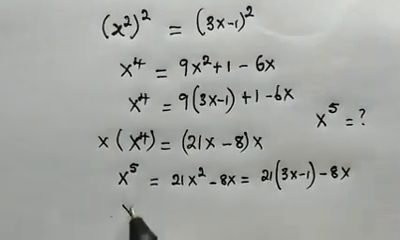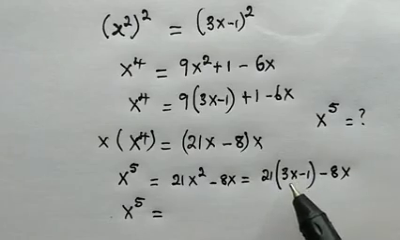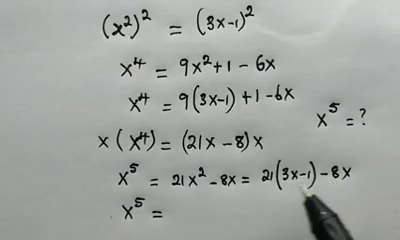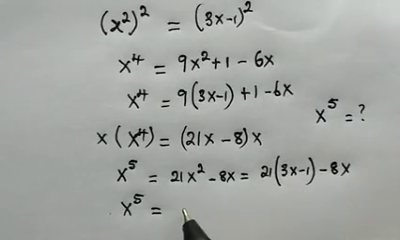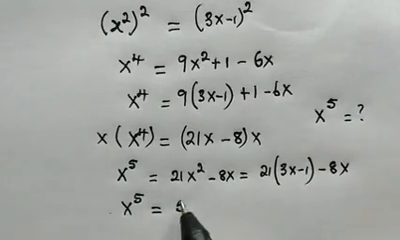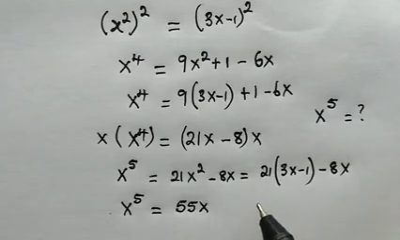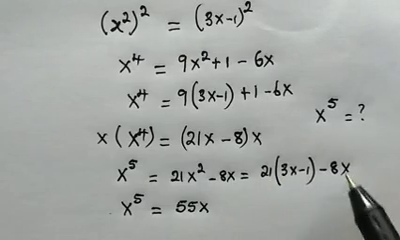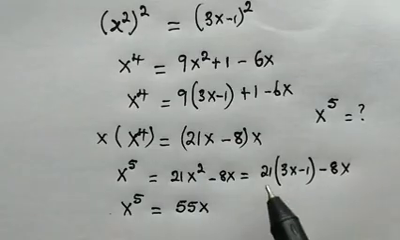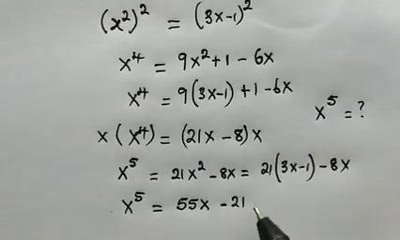So here we get x to the power of 5 is equal to 21 times 3x, that will give us 63x, right? Then we have 63x minus 8x, that will give us 55x. Hope I'm not making a mistake. No. Okay, so this times this is 63x, then 63x minus 8x will give us 55x. Then we have 21 times negative 1 will give us negative 21.